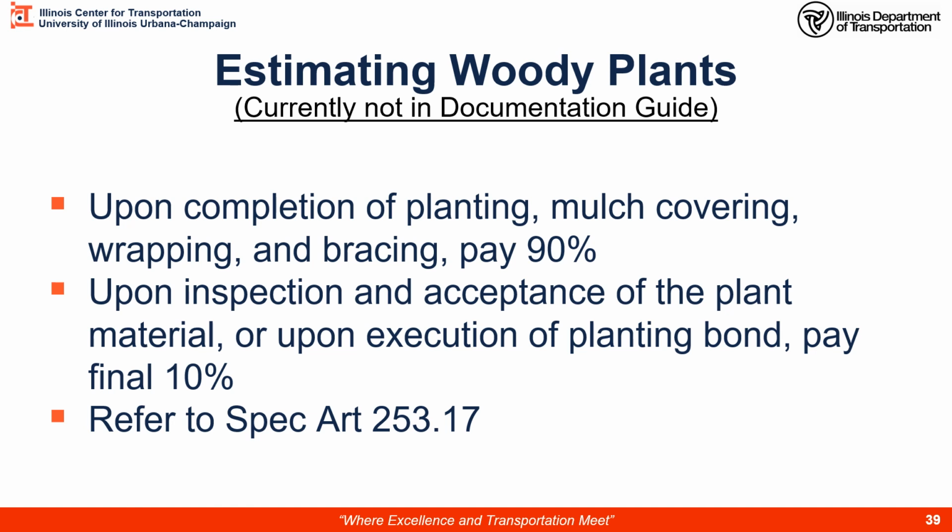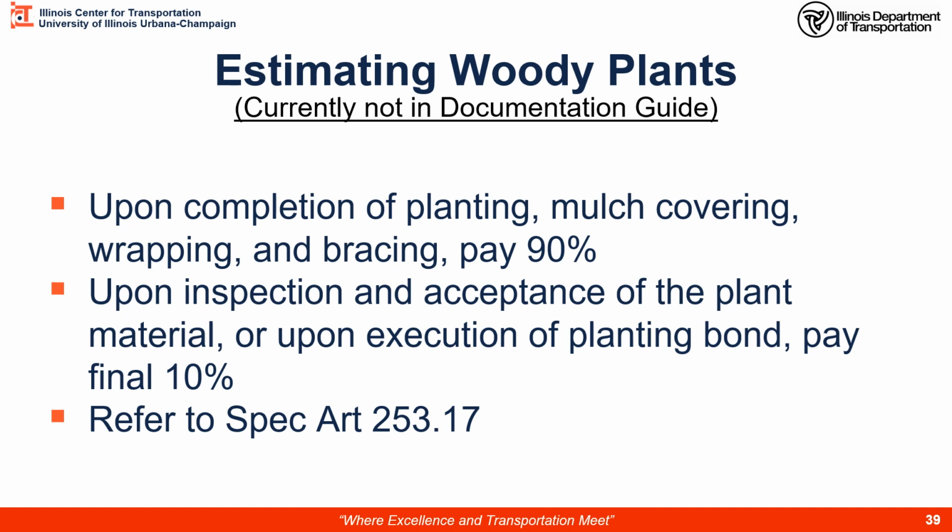Estimating woody plants. Got our trees and shrubs and that kind of stuff. Upon completion of the planting, mulch covering, wrapping, bracing, whatever they're supposed to do to install it, we're going to pay 90%. Upon inspection and acceptance of the plant material, or upon execution of a planting bond, then we'll pay the final 10%. So this planting bond is different than your contract bond.